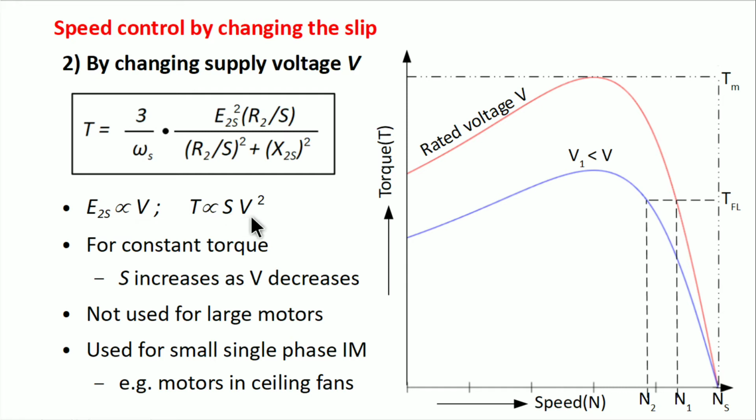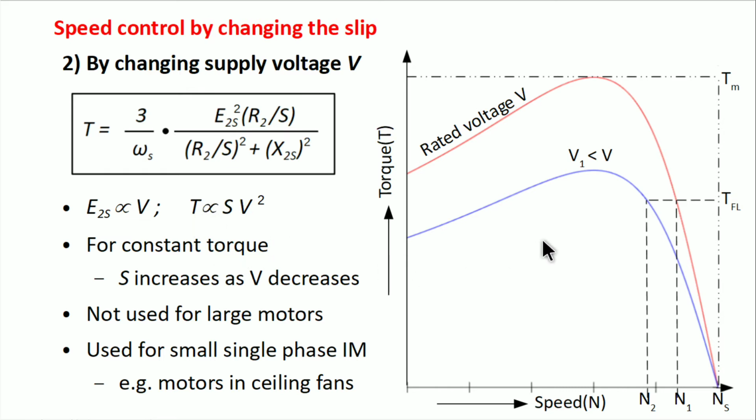Means if we decrease the voltage, now if the torque is constant because we are not changing load for controlling the speed, the load has to remain same. If T is constant, load is constant, if we decrease the voltage to have same torque, slip will increase, so that the product S V square is equal to T. So slip increases as V decreases. If slip increases, we know that speed decreases. So with the decrease in voltage, the speed also decreases.